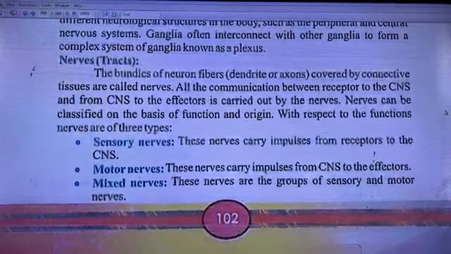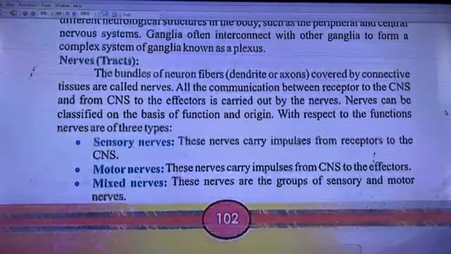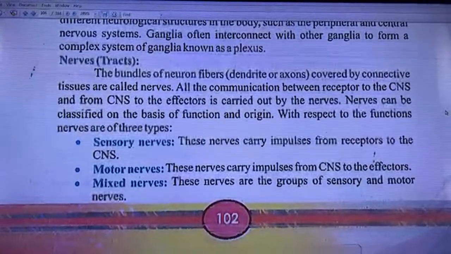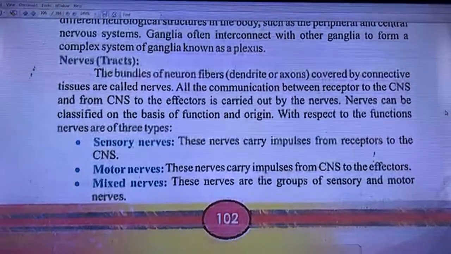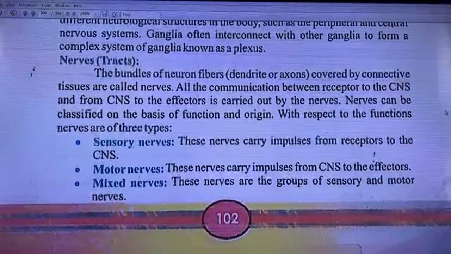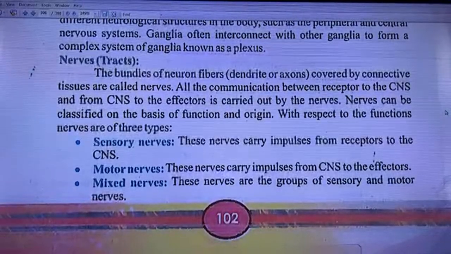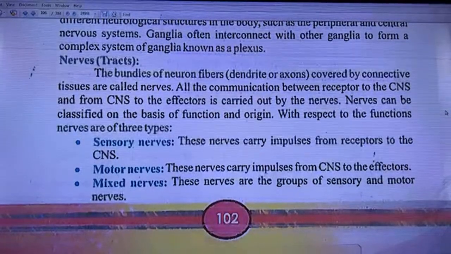With respect to function, nerves are of three types. Sensory nerves. These nerves carry impulses from receptors to the central nervous system. Motor nerves. These nerves carry impulses from the central nervous system to the effectors. Mixed nerves. These nerves are groups of sensory and motor neurons.